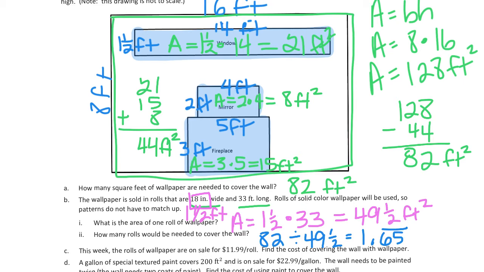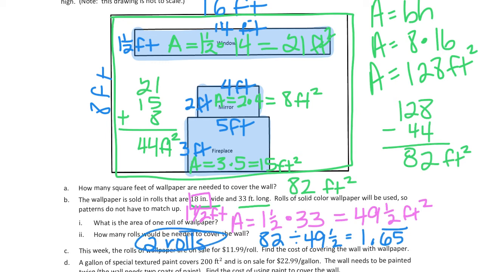So I can tell by looking at that answer that I need to buy 2 rolls. 1 roll is not enough. 2 is going to give me some extra, but if you go to the store to buy it, they're not going to sell you part of a roll. So I need to buy 2 rolls.